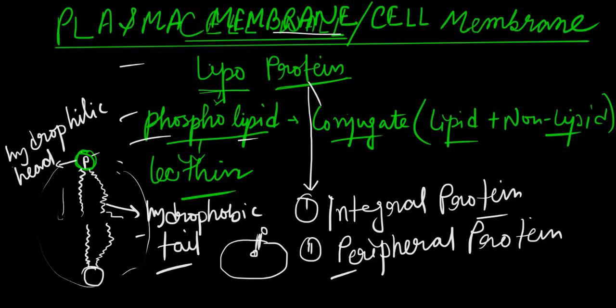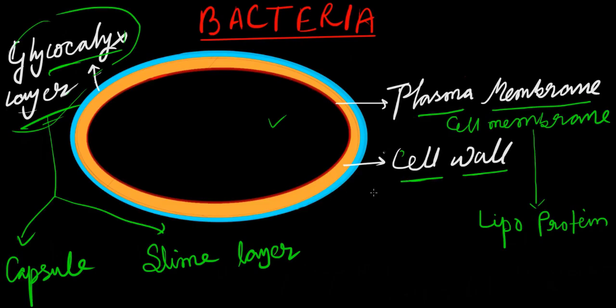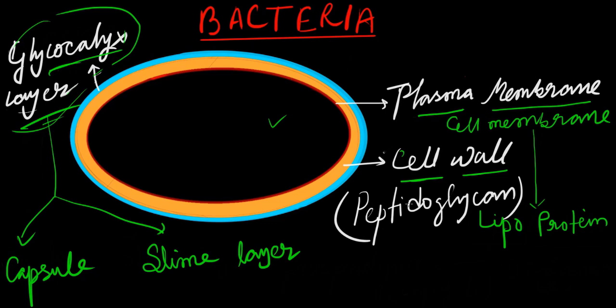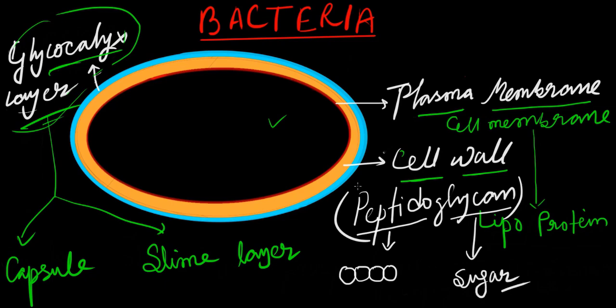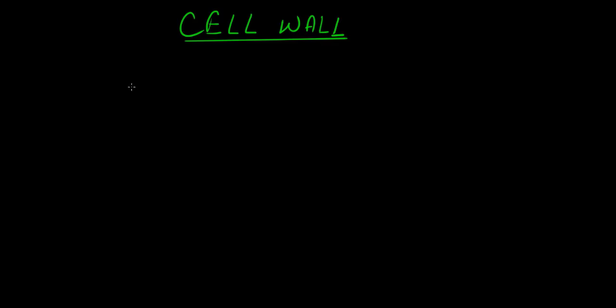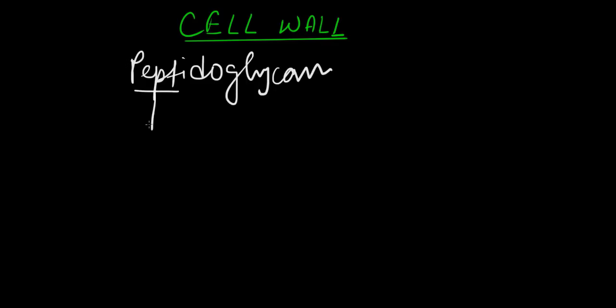Now we will understand the cell wall structure. Their cell wall is mainly made up of peptidoglycan. What is peptidoglycan? The name says peptide means the peptide part. What is a peptide? A peptide is a short chain of amino acids. And glycan means sugar molecule. Now we will understand the detailed structure of peptidoglycan. Peptide means a short chain of amino acids and glycan means sugar molecule.